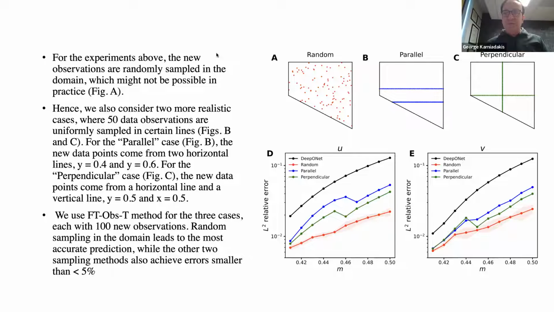Any other questions? There are so many people who are doing DeepONets here, and extrapolation is the holy grail in neural networks. Everybody is happy. They know how to do it.